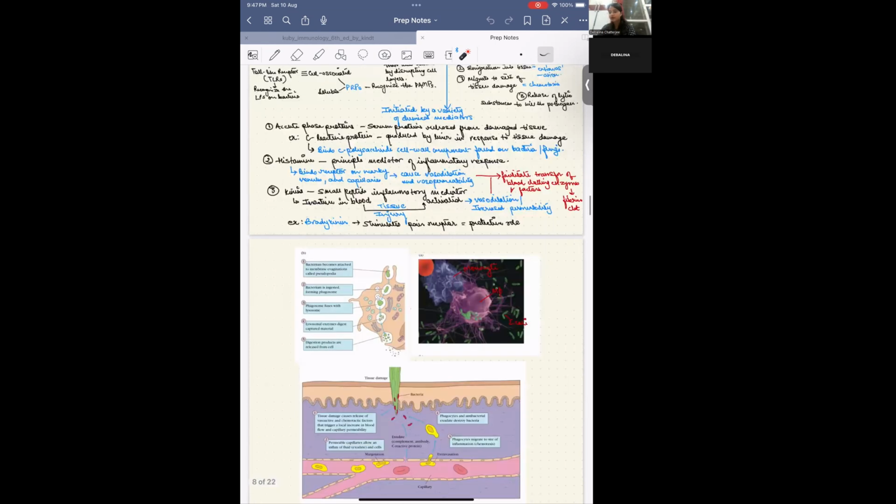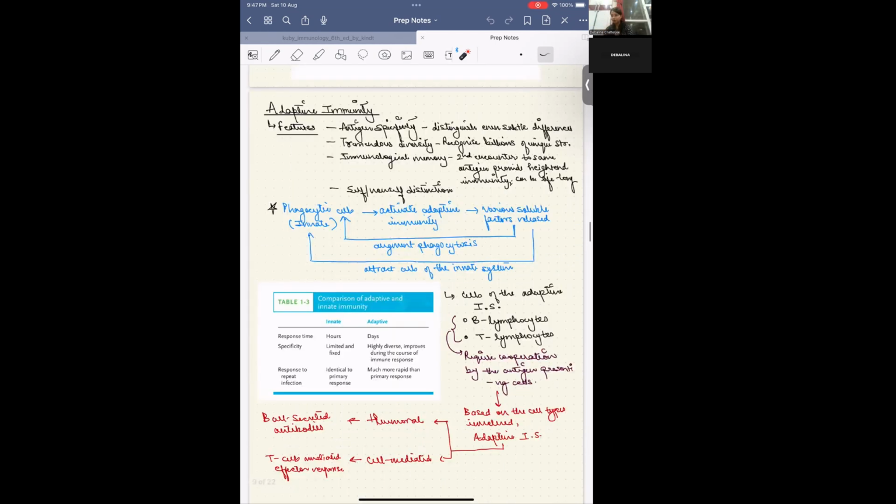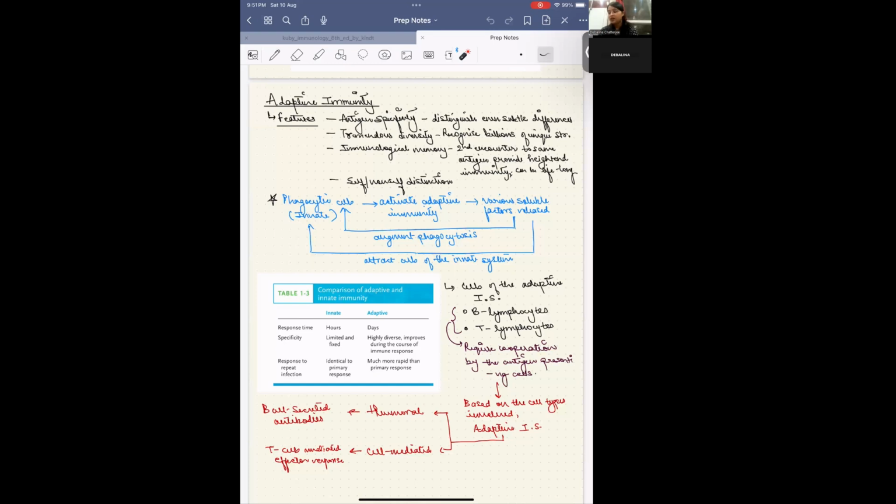So for today's class we will be discussing in detail the adaptive immune component. Before we move on to learning the different effector responses of the adaptive immune system, we would first like to understand what the different features of the adaptive immune system are. And as we discuss the effector responses, essentially that is how these particular features are achieved by the system.